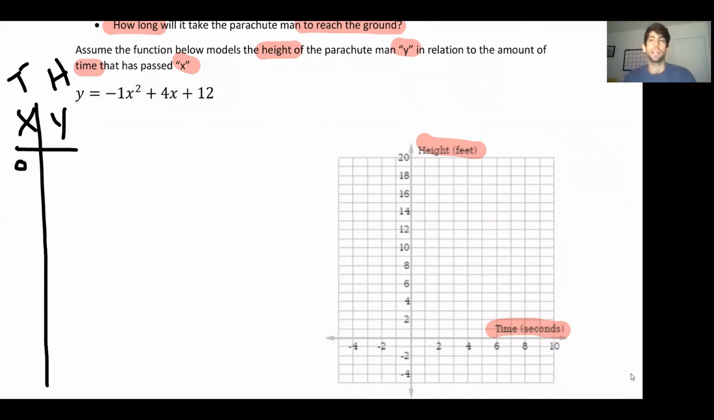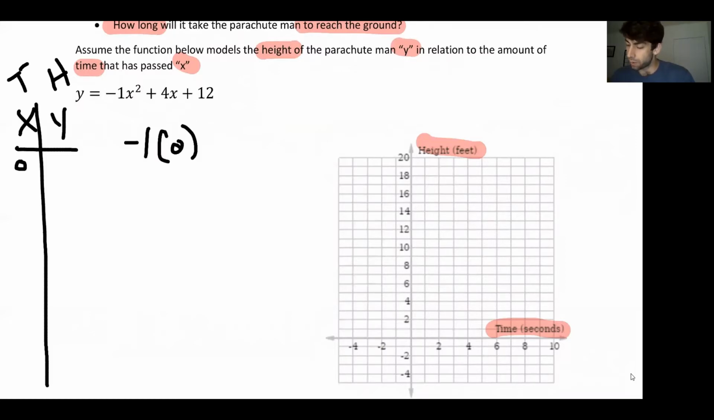So at 0 seconds, Coach Nelson has almost thrown the parachute man, but not yet. He hasn't actually thrown him yet. So at 0 seconds, I bet you that the parachute man is still at the top of the building. So he should be at a height of 12 feet off the ground because he hadn't been thrown yet. But to be sure, we're going to plug 0 in for x. So we're going to take our equation and plug 0 in.